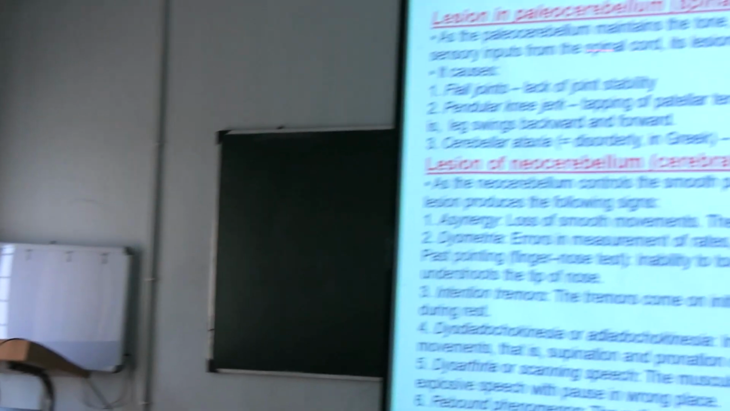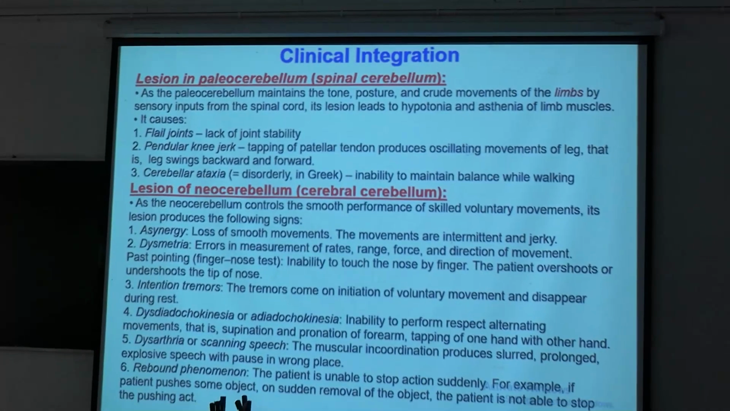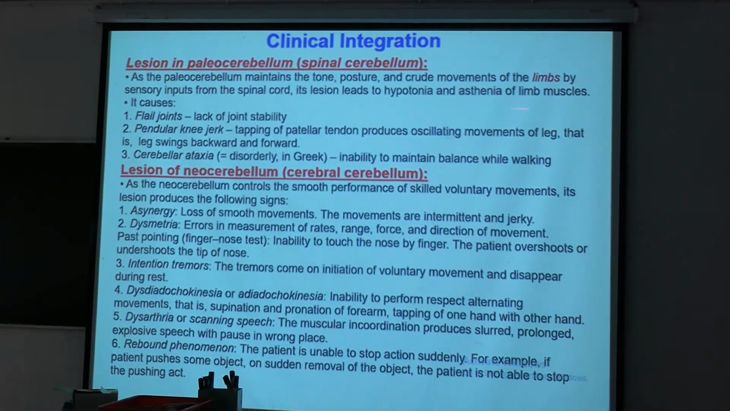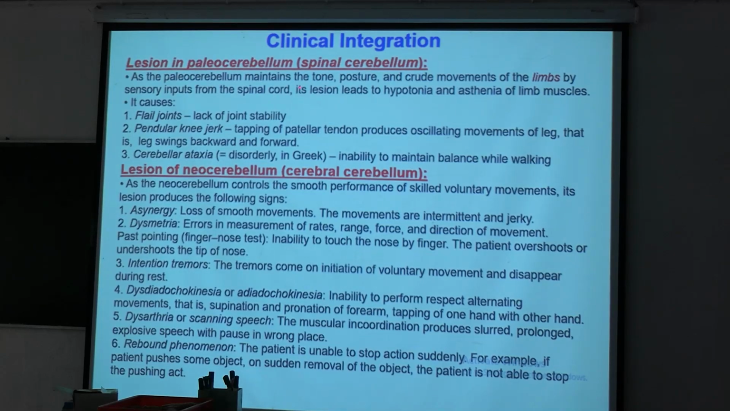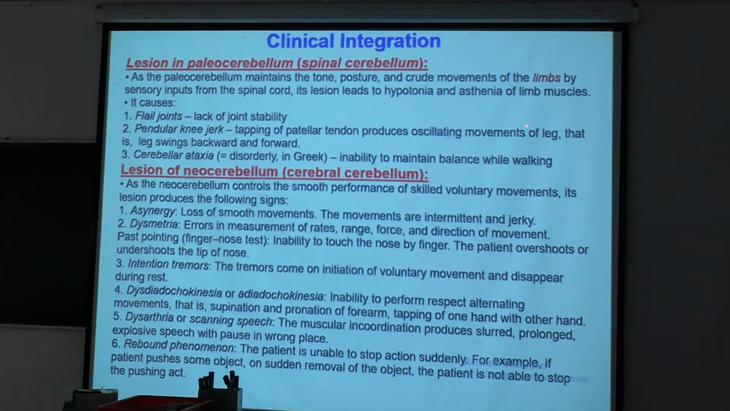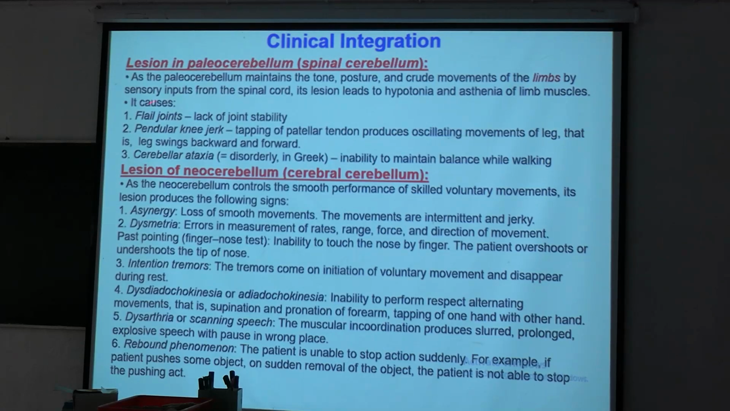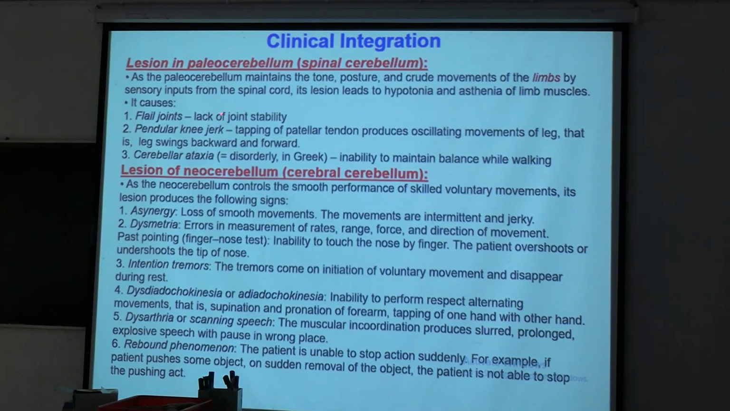Next, lesion in the paleocerebellum or spinal cerebellum. As the paleocerebellum maintains the tone, posture and crude movements of the limbs by sensory inputs from the spinal cord, its lesion leads to hypotonia, asthenia of limb muscles. It causes flail joints, lack of joint stability.